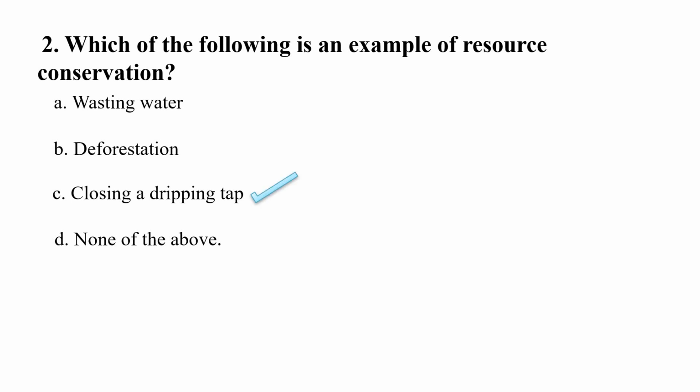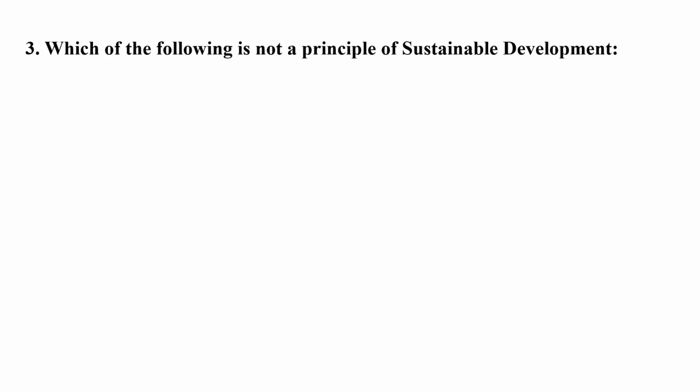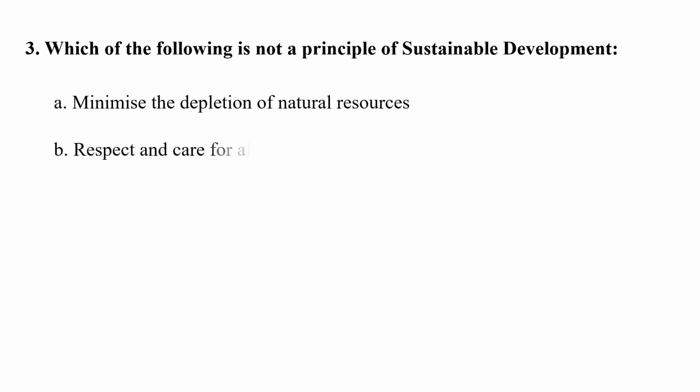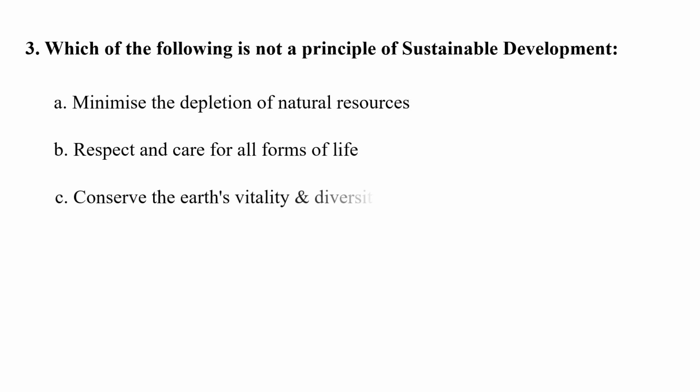Closing a dripping tap. Your next question is: which of the following is not a principle of sustainable development? And your options are A. Minimize the depletion of natural resources, B. Respect and care for all forms of life, C. Conserve the Earth's vitality and diversity, or D. Government should only take care. And your correct answer is D, government should only take care.